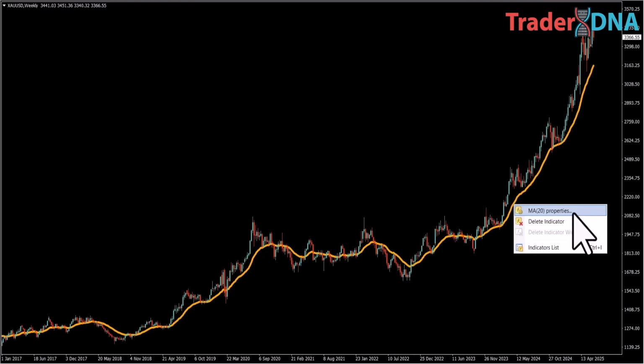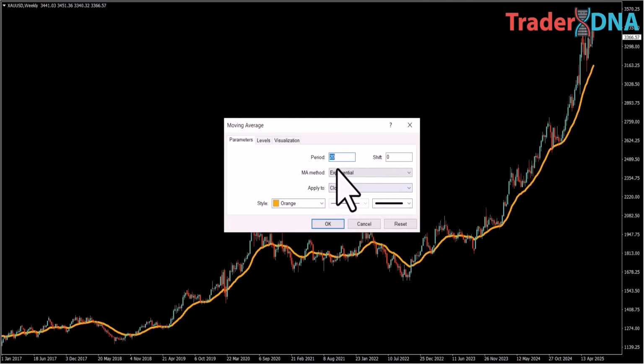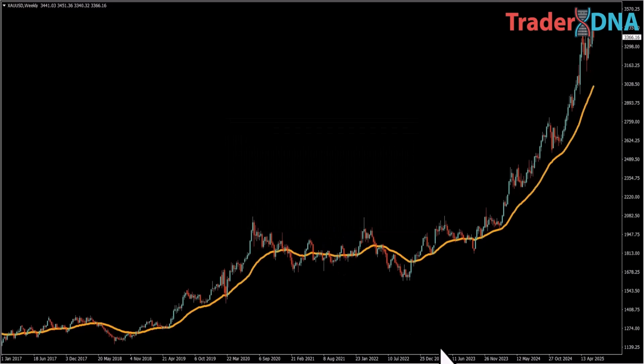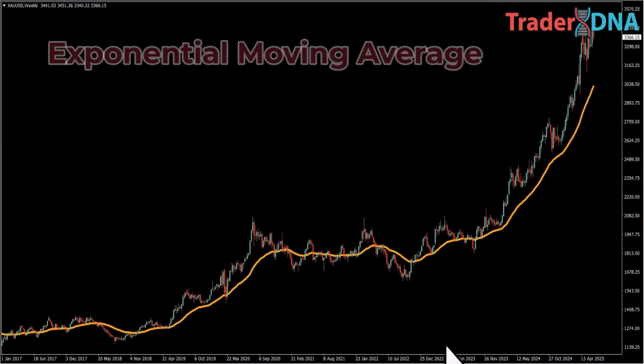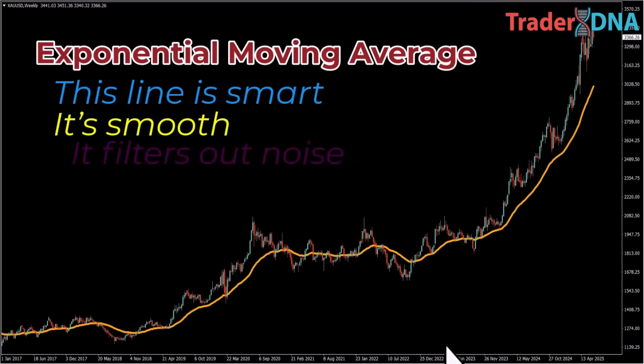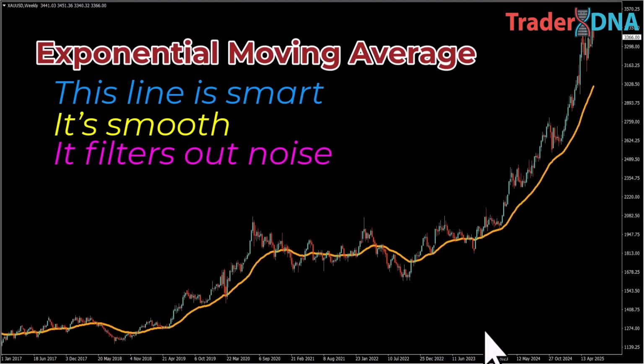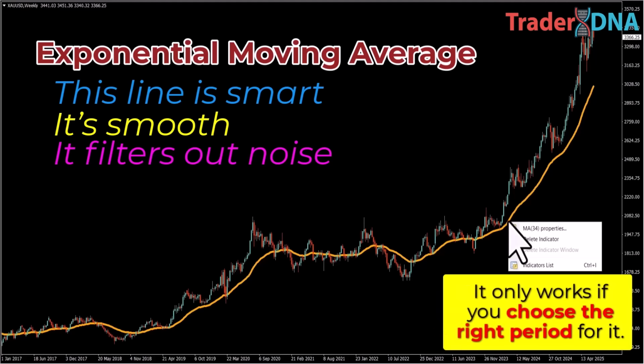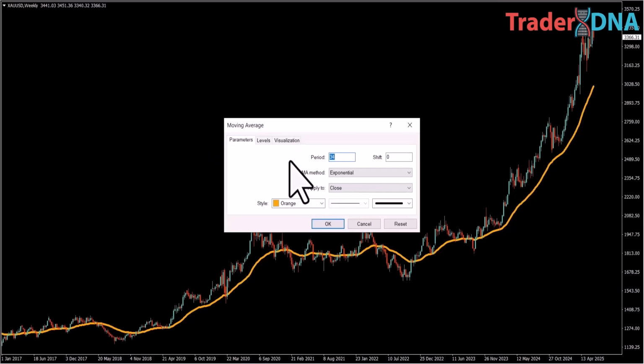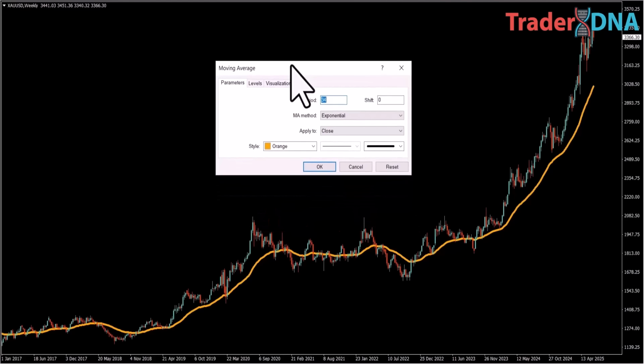Now, I know EMA might sound a little technical, but here's what it really is. It's just a line on your chart that shows you the direction of the market's momentum. But not just any line. This one's smart, it's smooth, it filters out noise, it lets you see what's really happening beneath the surface. But here's the catch, it only works if you choose the right period for it. That's where most traders mess up. So how do we figure it out? Simple, we test, we observe, we let the chart tell us the truth.